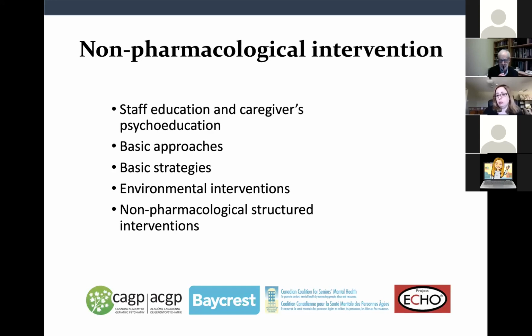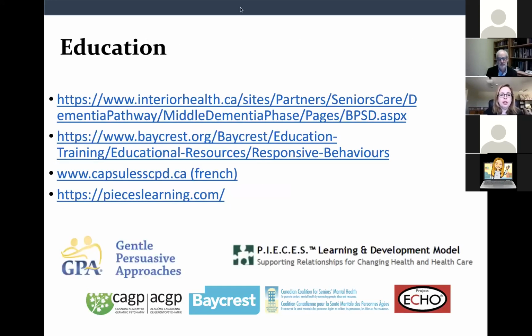There are also basic approaches for how to look at and talk to patients with dementia. Basic strategies like diversion are very efficient, for example, with resistiveness to care. Also environmental interventions, to try to build an environment that is comprehensible for the patient. And finally, more complex non-pharmacological structured interventions. For staff education, you have some references here, this one in French, the other in English, about some programs that could be useful.